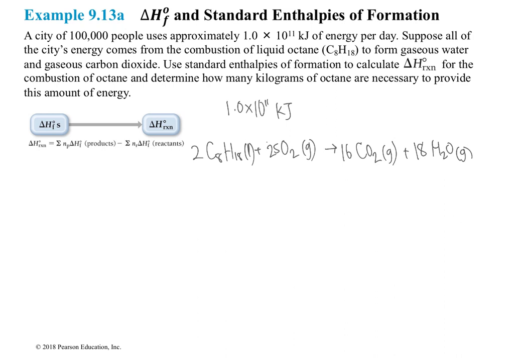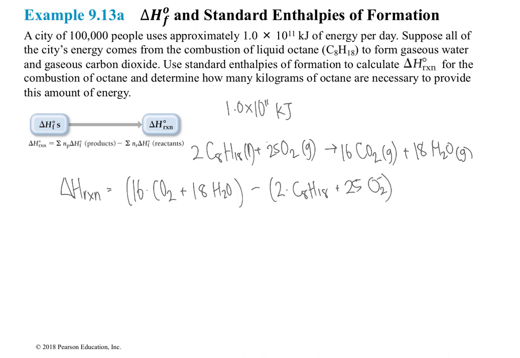So once you do, you get the enthalpy of that reaction to be products minus reactants. So I do 16 times CO2 plus 18 times water, minus 2 times octane plus 25 times oxygen, which will be 0. So plug that in.